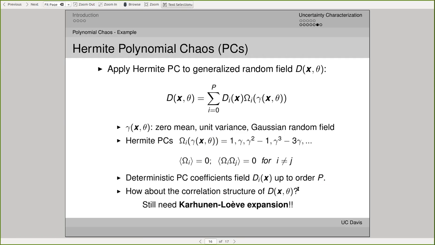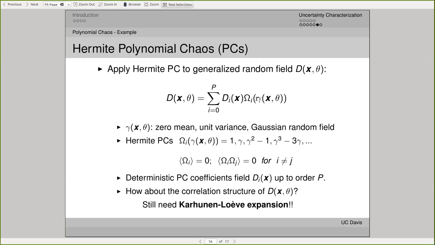Previously, I presented how to do the Hermite polynomial expansion for a single random variable. So how about when you have a bunch of random variables, which is, for example, our generalized random field? We will do the same thing, the Hermite polynomial chaos expansion at each individual location of this random field. But now, instead of a deterministic polynomial chaos coefficient for each specific location, we have a deterministic polynomial chaos coefficient field for all these different locations.